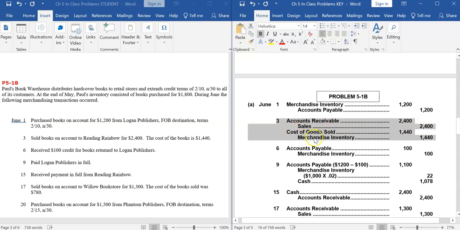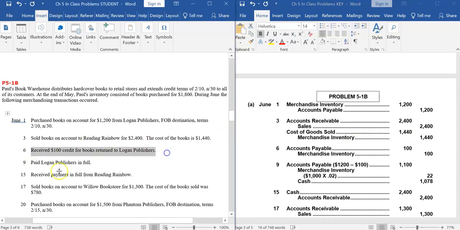We also need to record the cost of the inventory being used up. The revenue is recorded at the selling price. The cost of the inventory being used up is recorded at its cost. We will decrease the inventory account, $1,440, and record the expense of that sale by debiting cost of goods sold, thus increasing the expense and decreasing inventory.